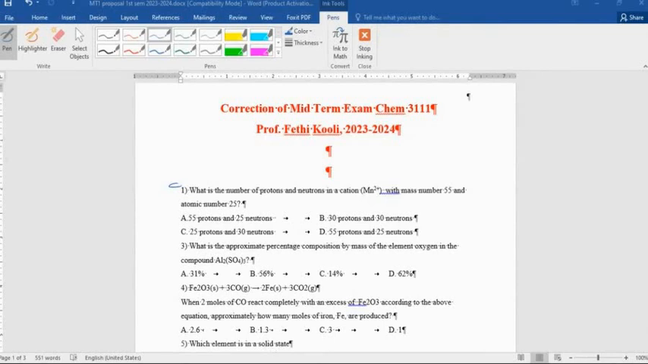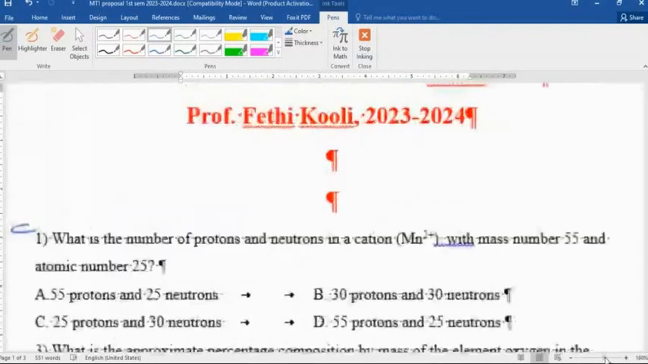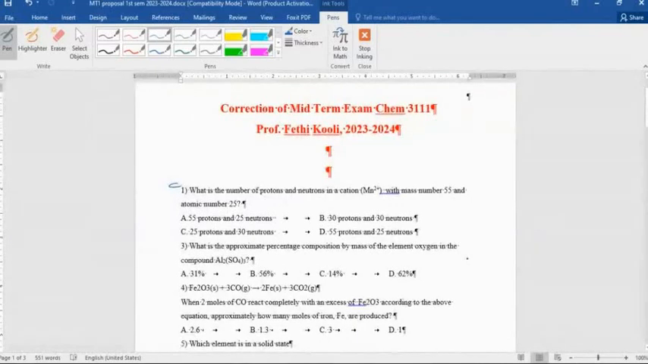Our exam will have 4 parts. The first part is the multiple choice questions. Of course, to answer multiple choice questions correctly, you have to read your questions carefully. Simple questions and easy to answer. So the first question is, what is the number of protons and the neutrons in the cation with the mass number of 55 and the atomic number of 25?